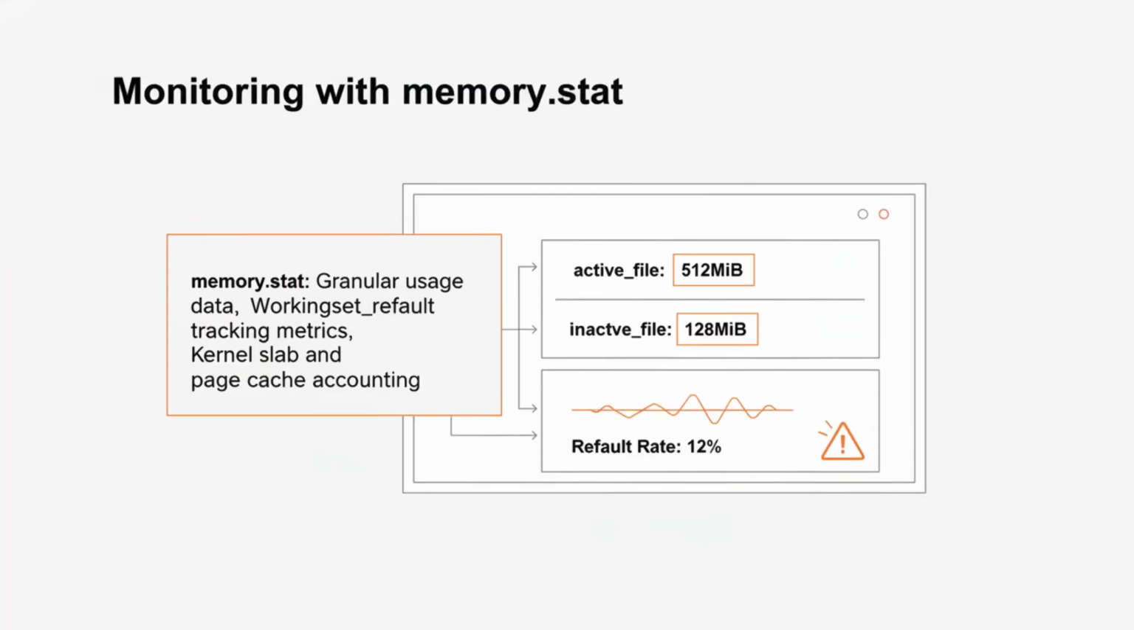Visibility is key to mastering memory management. The memory.stat file in each cgroup directory provides deep insights into how memory is being used. It breaks down usage into active versus inactive file cache, anonymous memory, and various kernel slabs. For infrastructure engineers, monitoring the working set refault metric is crucial. It tells you if the kernel is frequently evicting and then reloading the same memory pages, a sign that the cgroup's memory limit is too tight and is causing performance degradation, even without hitting the hard limit. Proper instrumentation of these stats is essential for proactive capacity planning.